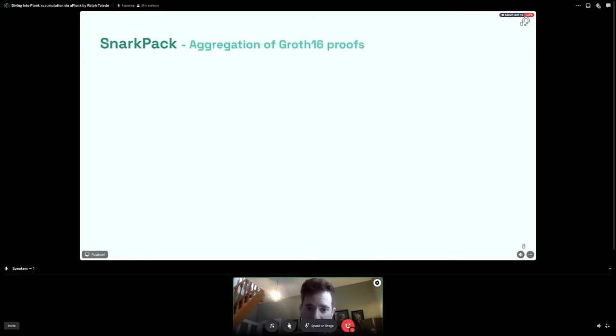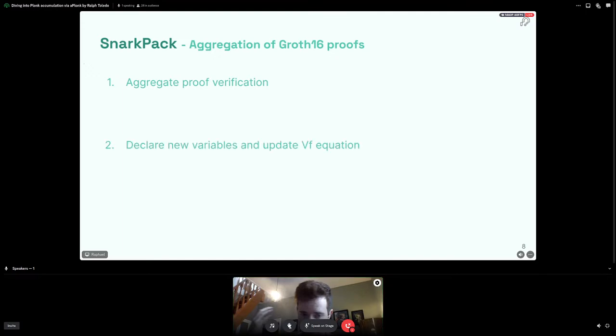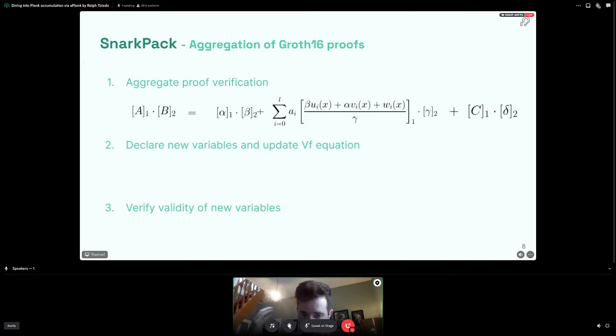How does it do so? It's actually quite simple. We're going to think about it more simply. What you can do is think of aggregating the proof verifications of several proofs, define new variables, and update this equation with these new variables, and verify the validity of the new variables. So what does it mean? Here we have the verification of one proof. We want to verify several proofs together.